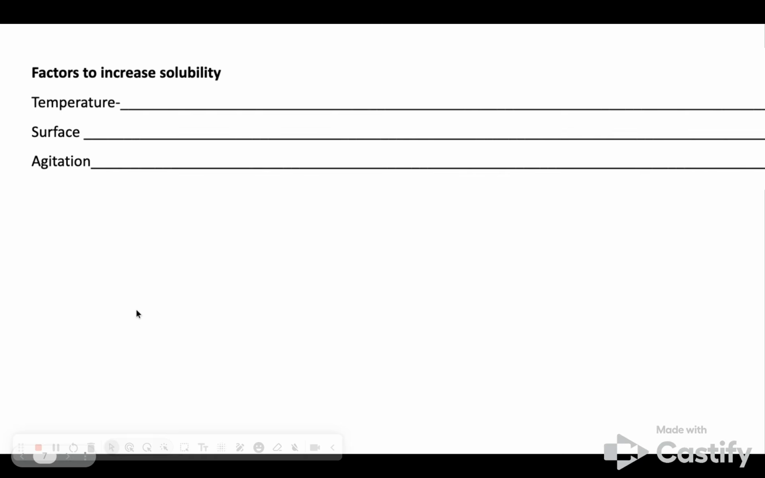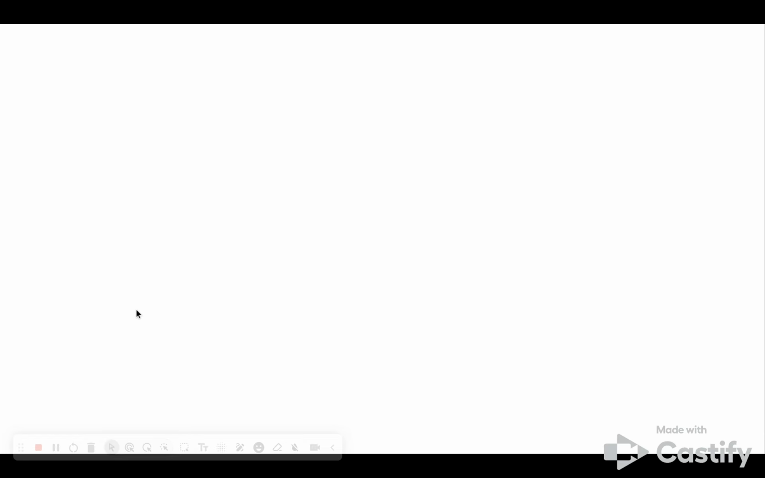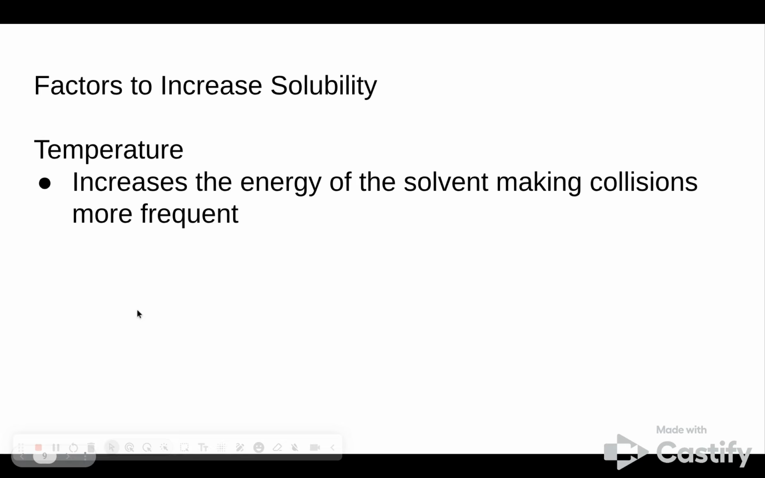So if you take a look at this, those are our three factors. On your paper, it looks like the screen. On the next slide, you're going to want to copy down what that means. Temperature increases the energy of the solvent, making collisions more frequent. Go ahead and copy that down.